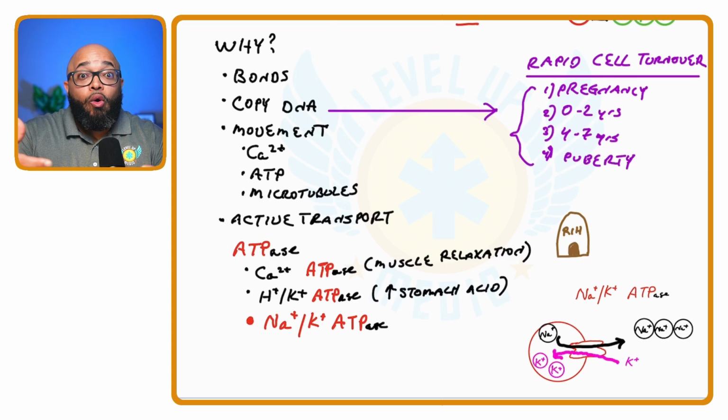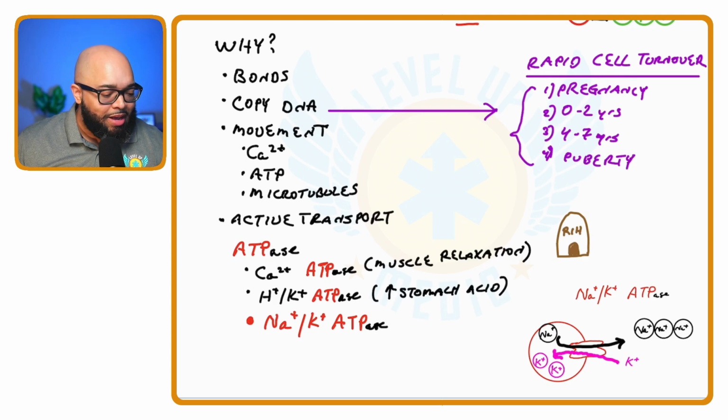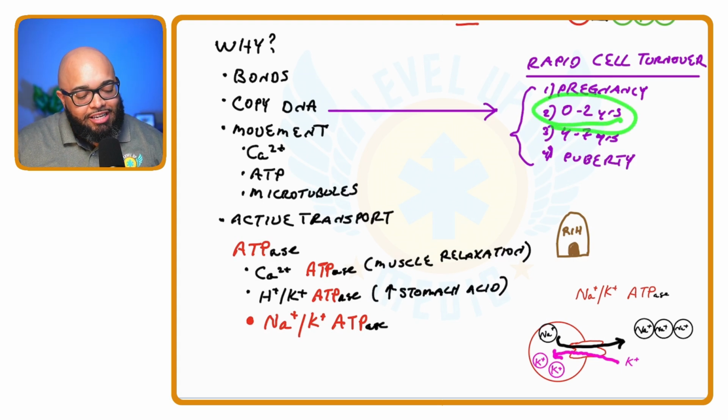Okay, you have a whole embryo, a whole fetus that's growing inside the mom. We got to have energy for that. There again, we need some ATP to make all those cells because we got to make a whole baby. Okay, another period is from 0 to 2 years old. Okay, so very early in life. You know how fast kids are growing. Need a lot of ATP for that.